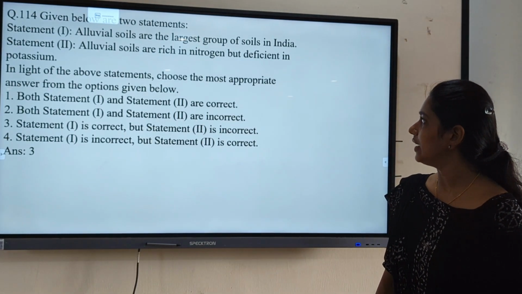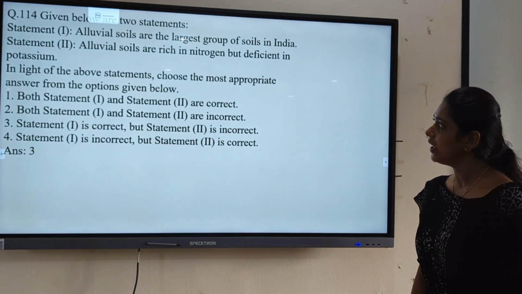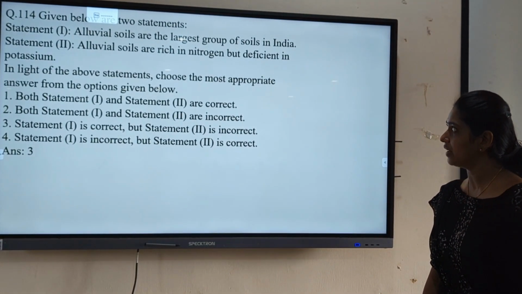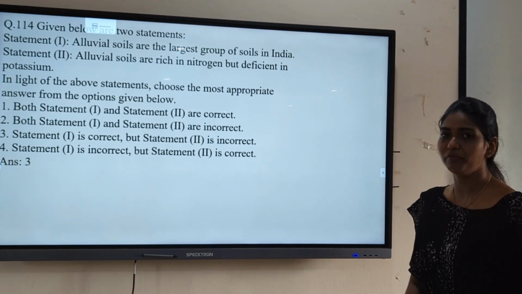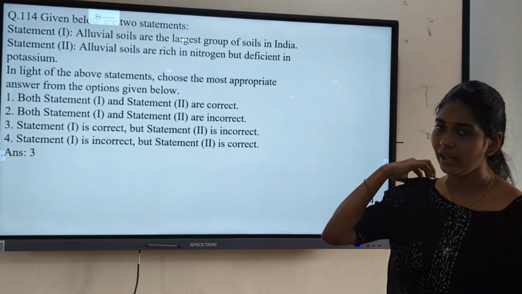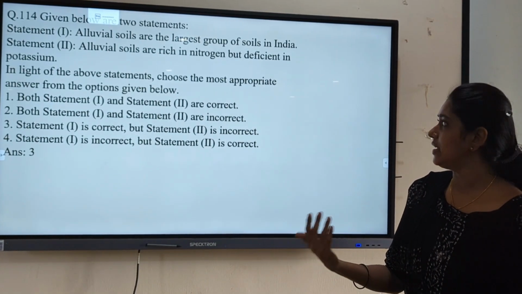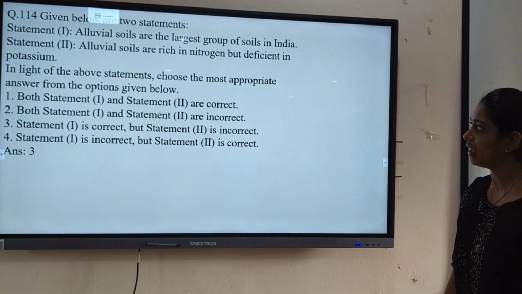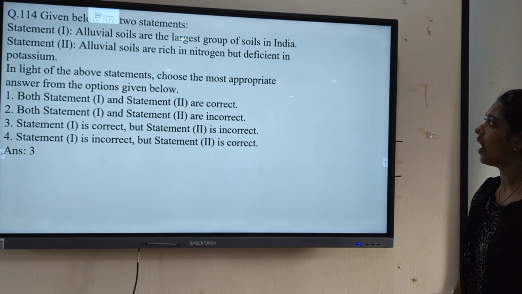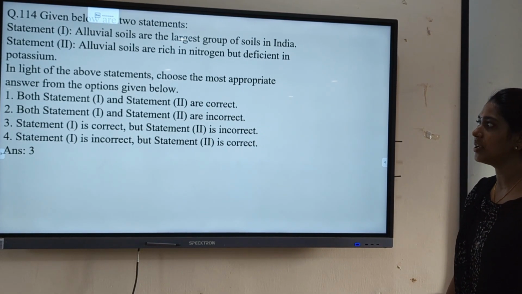Now the next question, it is also a statement type question. Here the first statement is given as: alluvial soils are the largest group of soils in India. So if you study the different soil types in India, we will come to know that alluvial soil is of great importance, or the largest group. And statement 2 is given as: alluvial soils are rich in nitrogen but deficient in potassium.